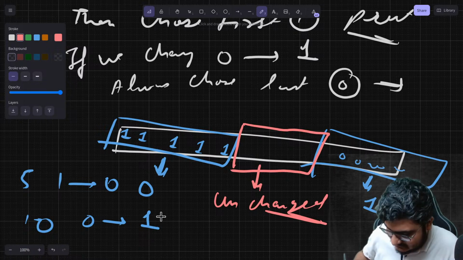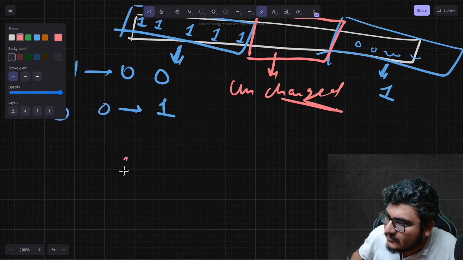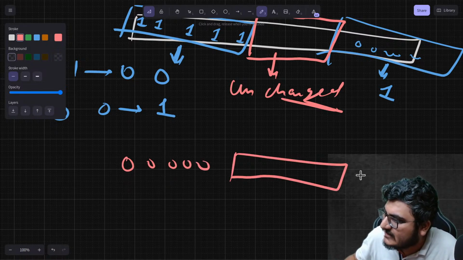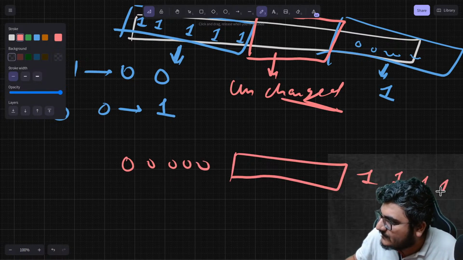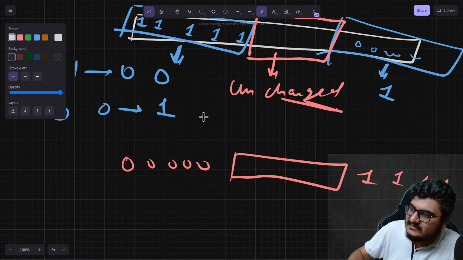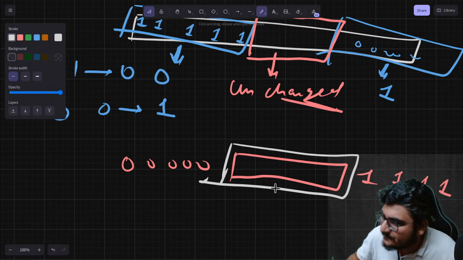And you notice now you have a sequence which looks like this. You have a bunch of zeros in the starting, then you have some unchanged sequence, and then you have some ones later on. So the number of inversions in the sequence is equal to the number of inversions in this range.